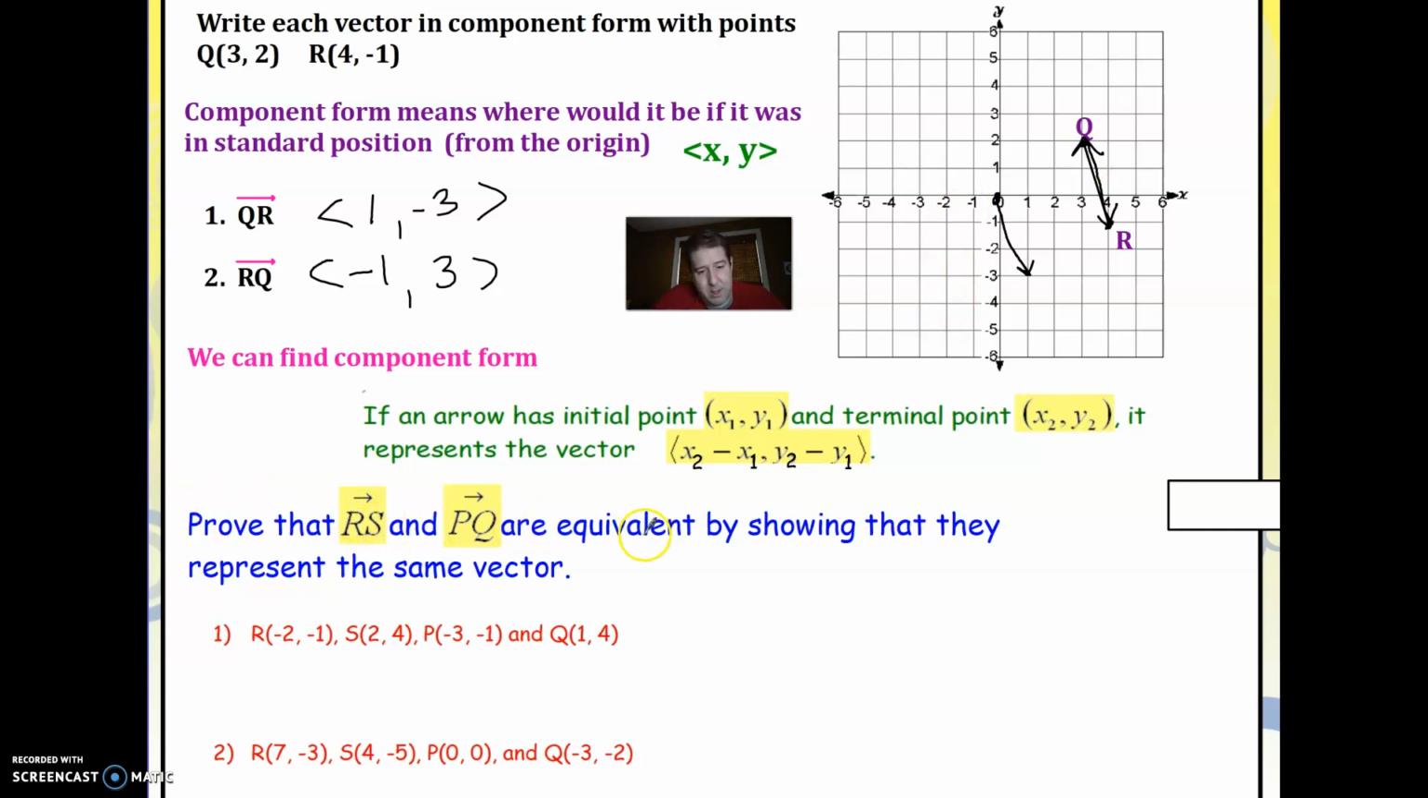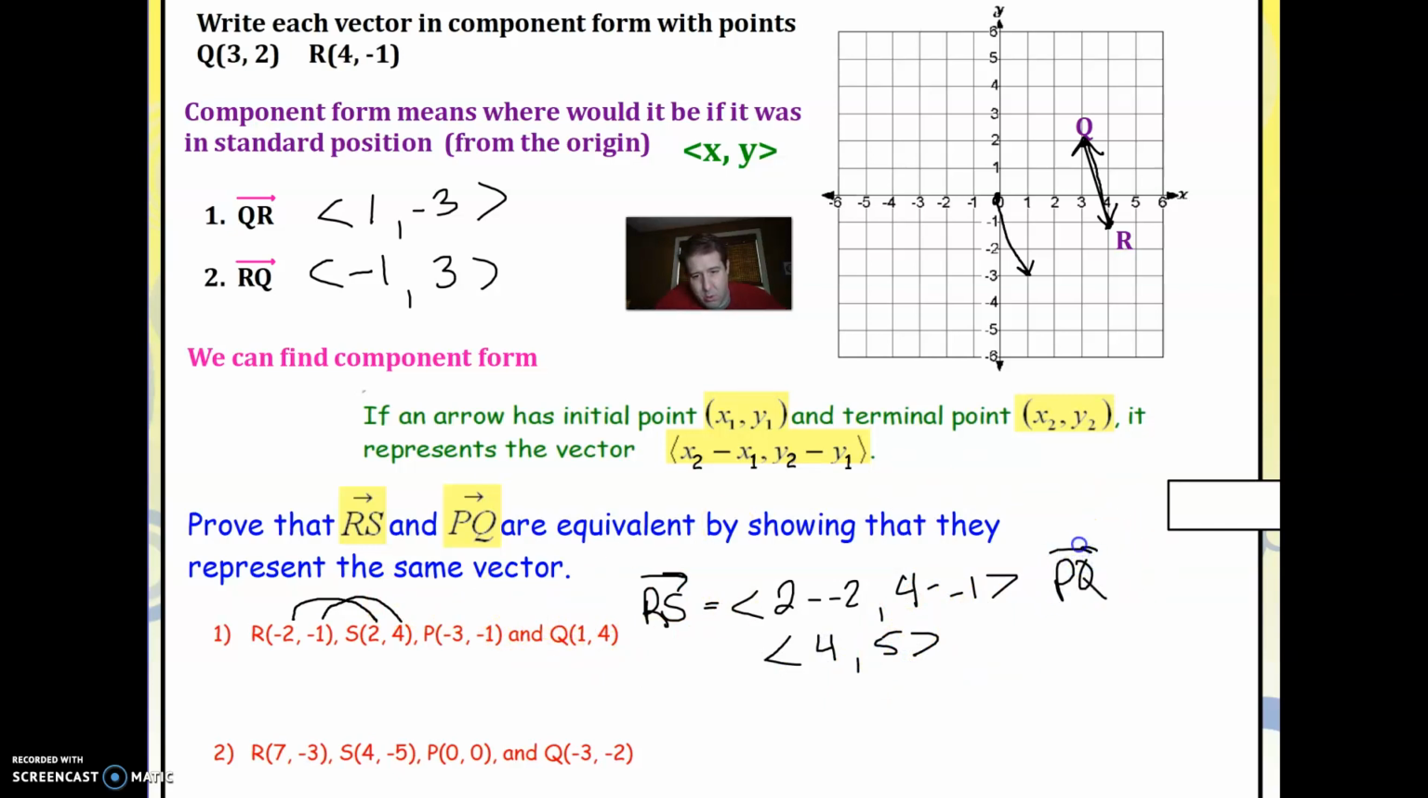Prove that RS and PQ are equivalent by showing that they represent the same vector. Well, if they're equivalent, then they would have the exact same slope. So RS will be this minus this, and this minus this. So RS would be equal to 2 minus -2, comma, 4 minus -1. We can clean that up a bit: 2 minus -2 is 4, and 4 minus -1 is 5. So that's 4, 5. And then I would do the same thing for PQ.